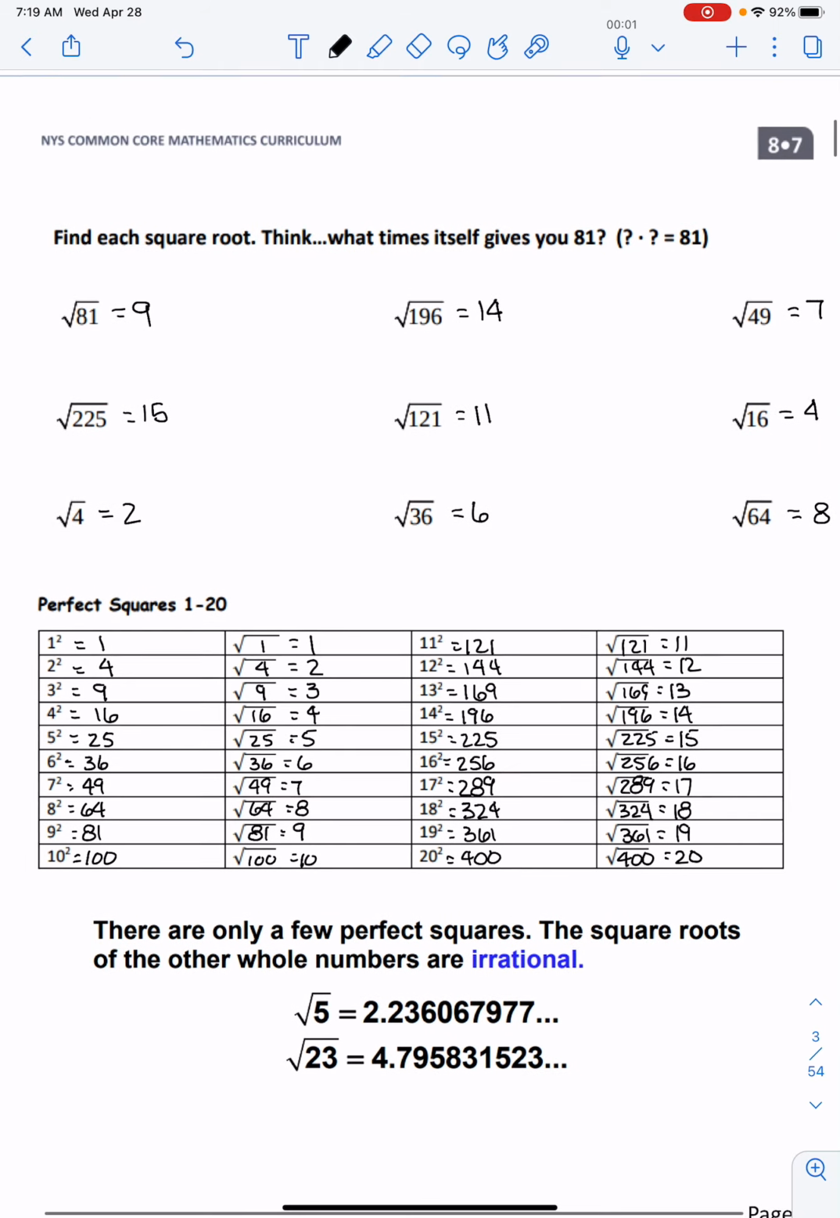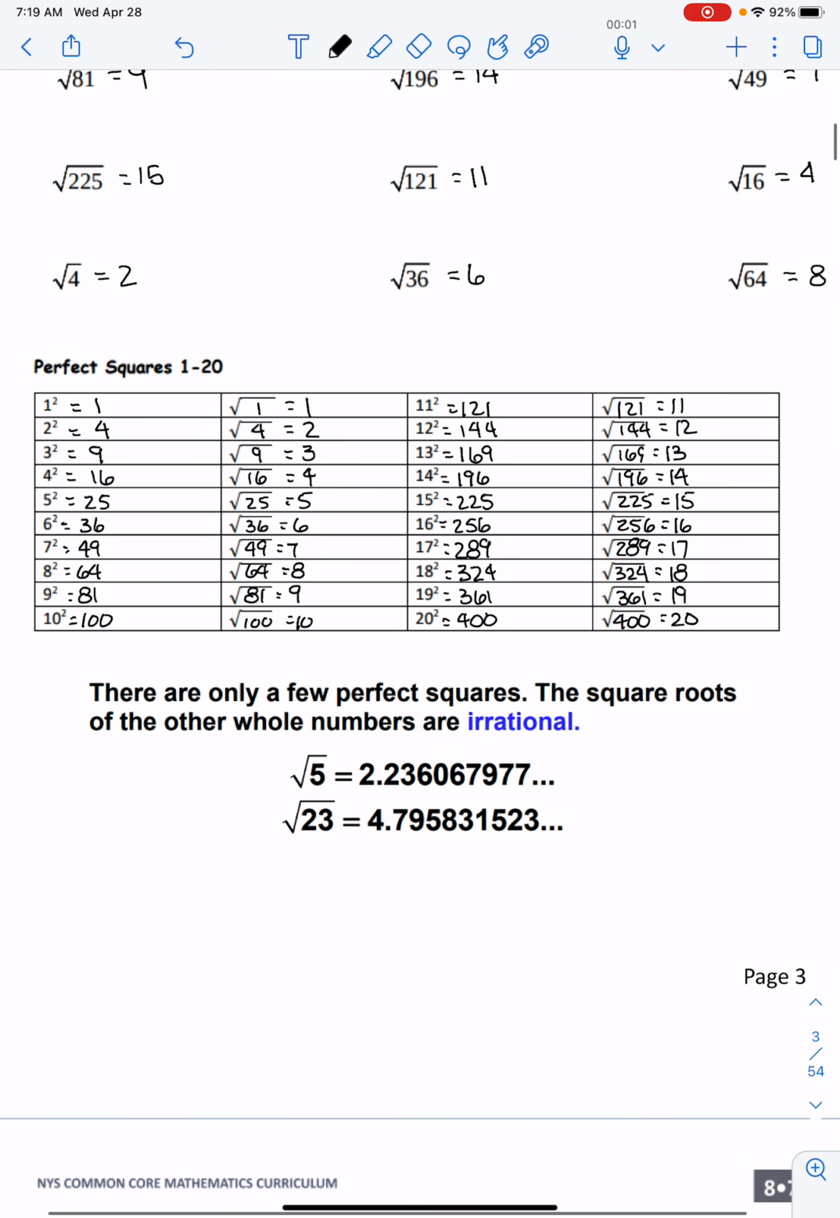Now, the next thing I want to talk to you about is irrational numbers. There are only a few perfect squares. The square roots of other whole numbers are irrational. So, for example, the square root of 5 is irrational. Irrational numbers never repeat and never end. Though this one has 2 7s here, the rest of it does not end, and it doesn't repeat.